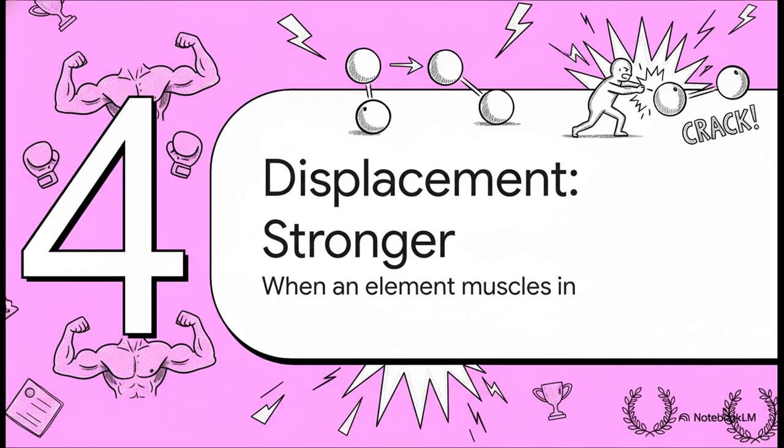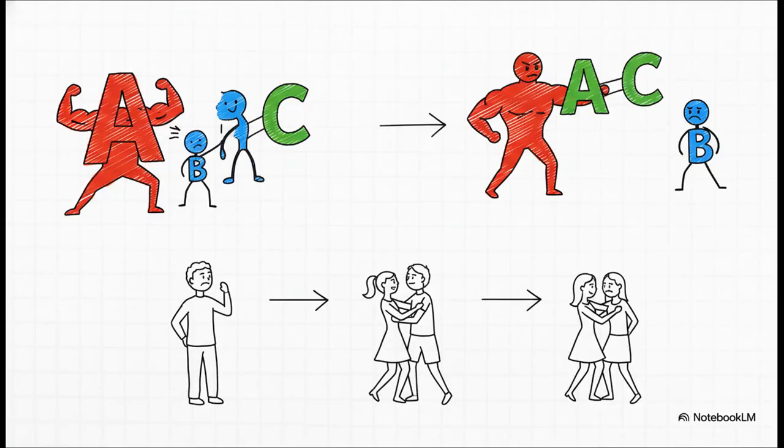You can think of it as the tale of a more reactive or stronger element, muscling in and taking what it wants. So the pattern here is all about strength. We have an element, A, and we have a compound, BC. Now, if A is more reactive than B, it will literally kick B out of the compound, form a new one, AC, and leave poor B all by itself. It's pretty much the chemical version of a stronger dancer cutting in.